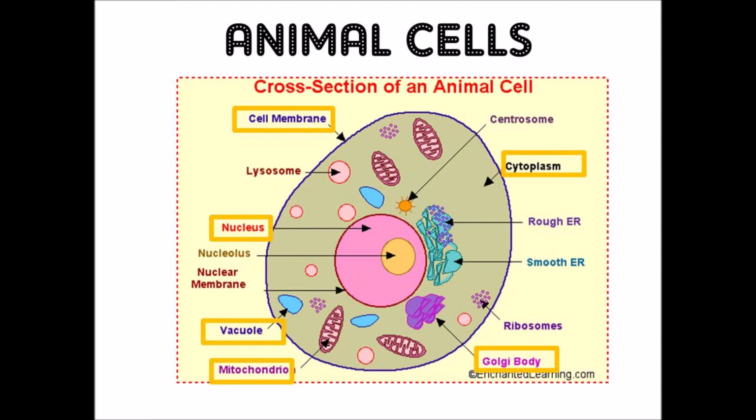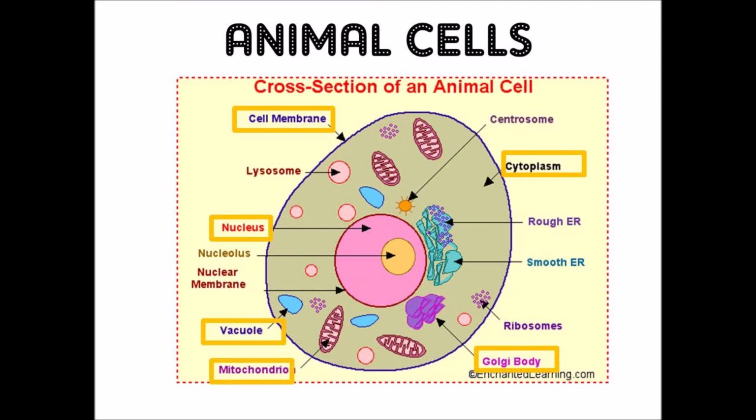The cell membrane is around the cell. It controls what goes in and out of the cell. The nucleus directs all the cell's actions, including reproduction. It is the boss of the cell. The vacuole stores water, food, and waste. The mitochondria produces the energy.